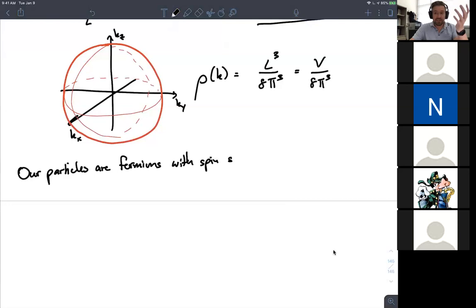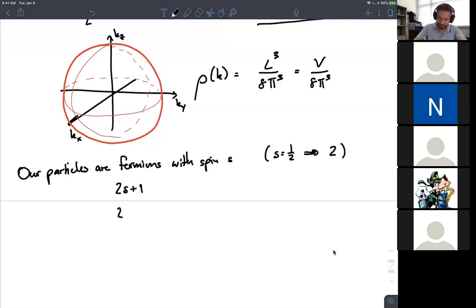Depending upon the value of the spin, that will determine essentially the degeneracy of the states at each grid point. For example, if the spin is a half, then we would multiply by a factor of 2 because we would have 2 possible spin states. In general, if the spin is s, the factor that we would need to multiply by is 2s plus 1.